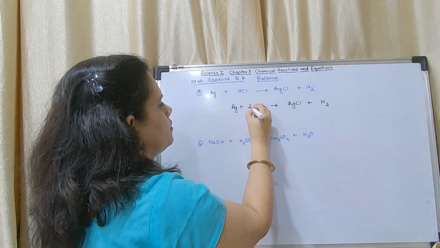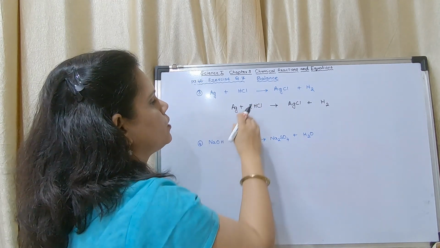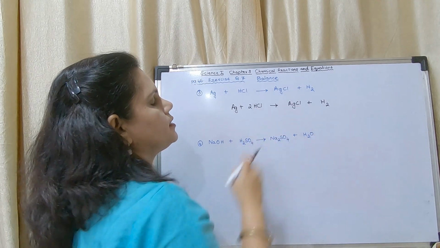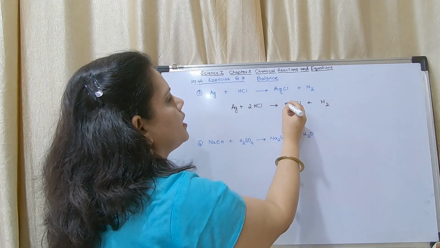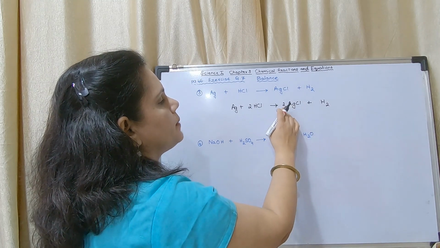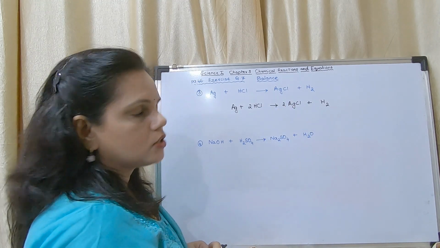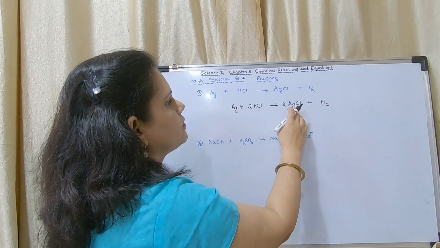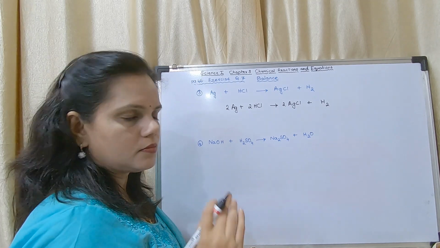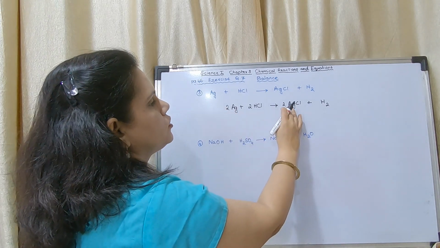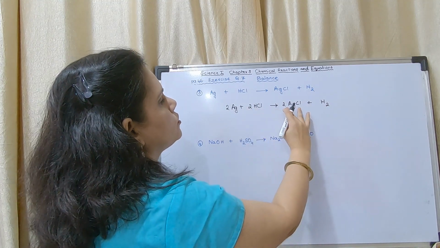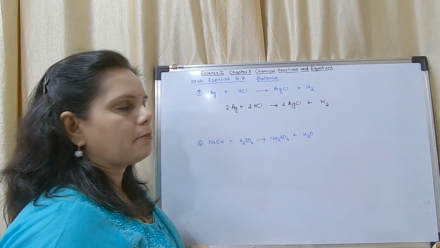So what shall I do? I will put a 2 here. If I put a 2 here, then the Cl is also changing. But there is only one Cl here. So for balancing Cl, I will put a 2 here. If I put a 2 here, the Ag is also changing. So I will put a 2 here. Now you may see 2Ag, 2Ag, 2H, 2H, 2Cl, 2Cl. So the equation is balanced.